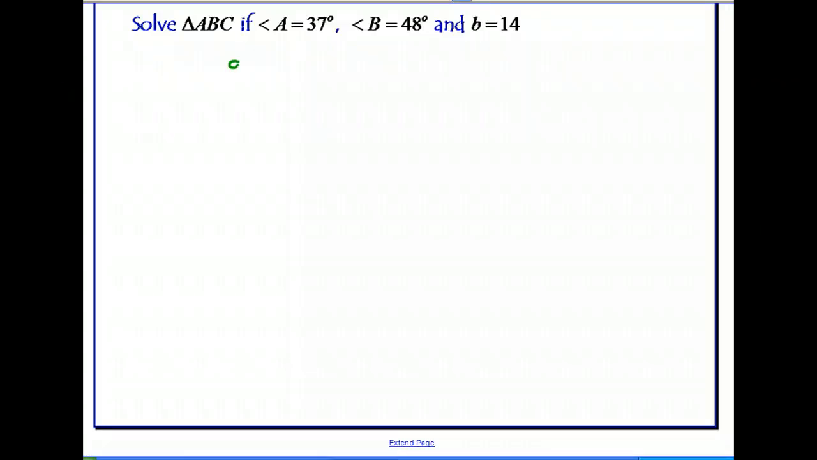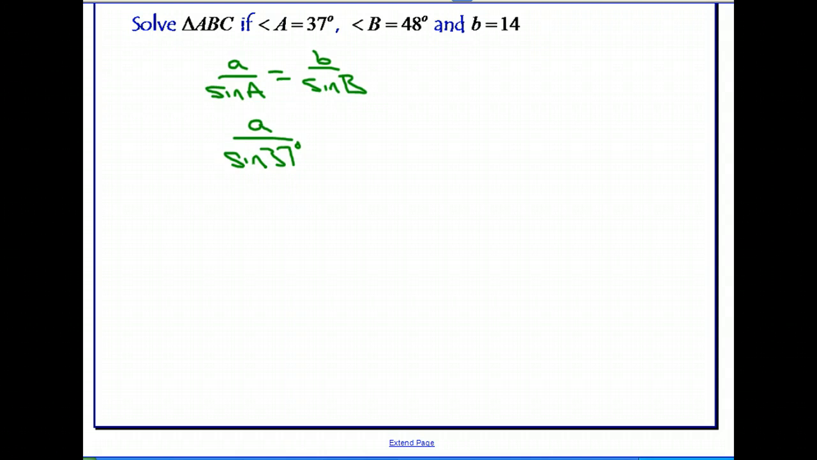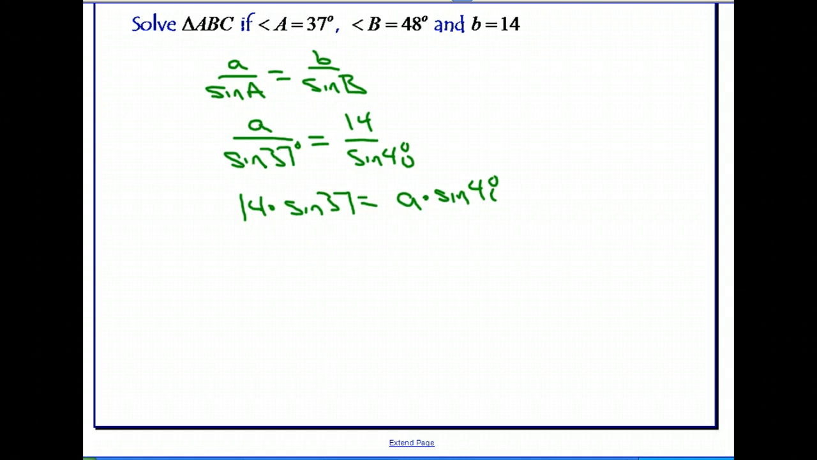Well, are you thinking A over the sine of A equals B over the sine of B? Hopefully. Are you thinking A, we don't know? Sine of angle A is 37. Again, remember, the small letters are the sides, the capital letters are the angles. And then here I've got 14 over the sine of 48. If I cross multiply, I have 14 times the sine of 37 equals A times the sine of 48.